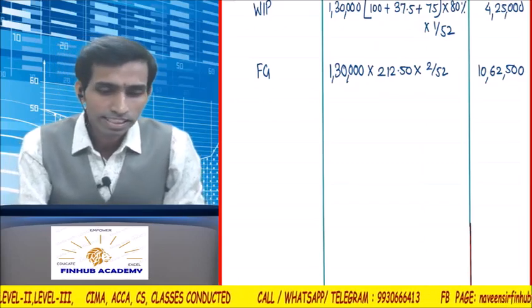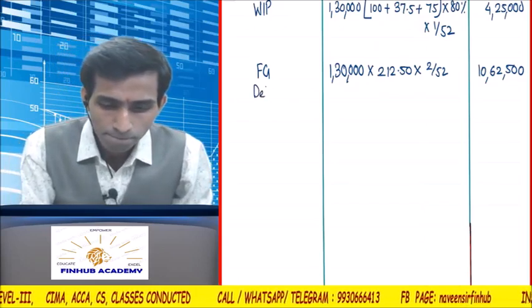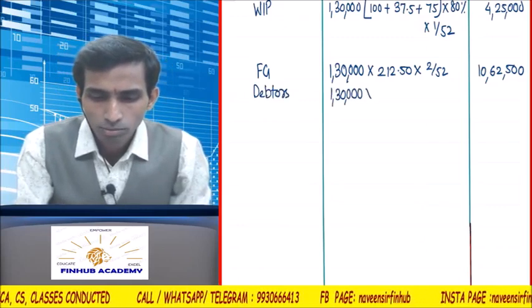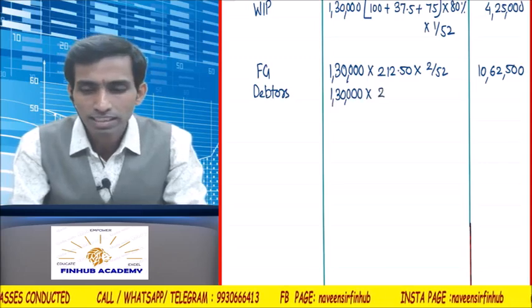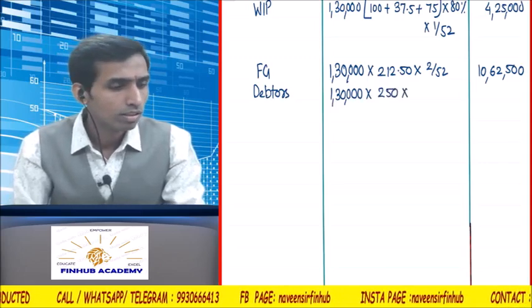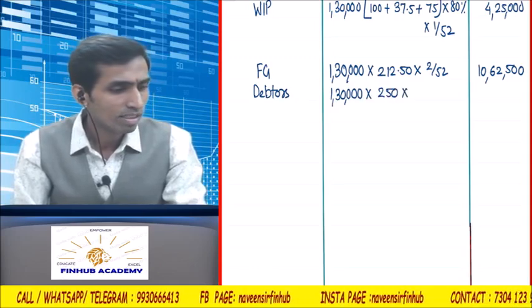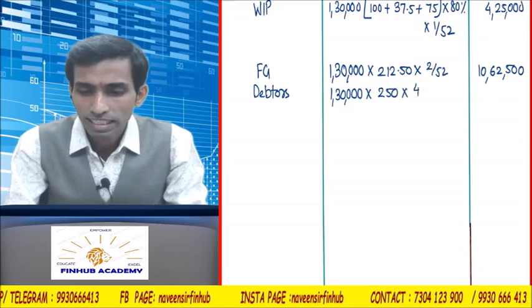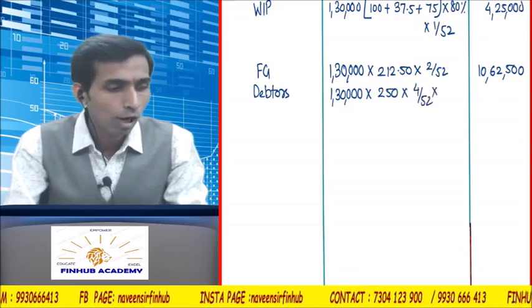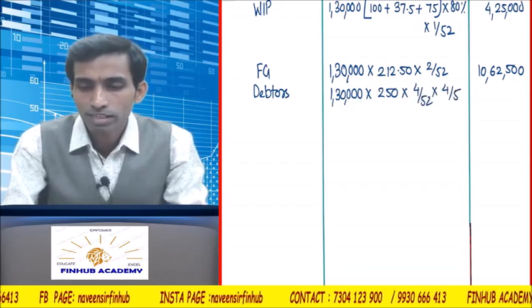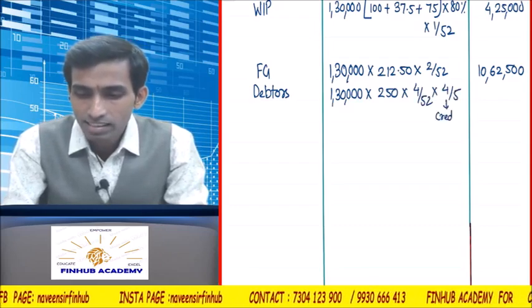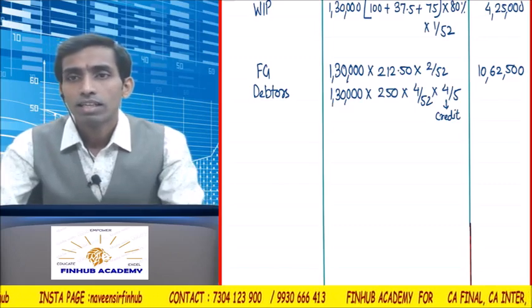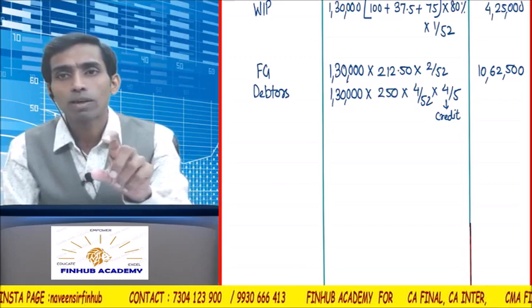Debtors. 1,30,000. Total approach, I'm following total approach, 250 into how much? 4 by 52. Great. 4 by 52 into how much? 4 by 5. Why? This is credit sales. Cash sales will not be accounted. Listen carefully what I am saying, please. Here credit sales will be accounted for.